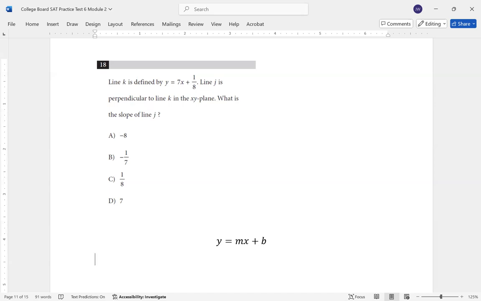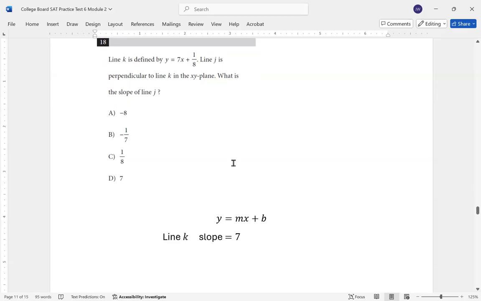So when we're talking about line K, it's already in slope-intercept form, and so it has a slope of 7. So the slope of that is 7. Let me just say equal to 7. So the slope of line K is equal to 7.